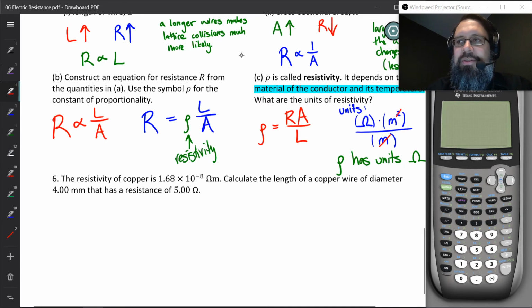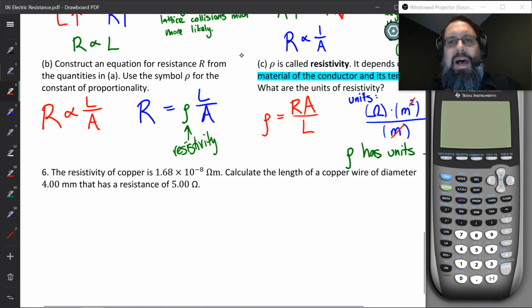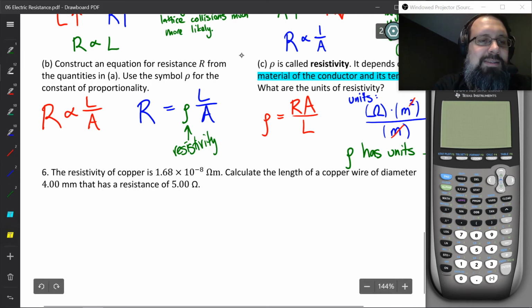All right, what we want to do is calculate the length of a copper wire that has a resistance of 5 ohms. Copper is a good conductor. You guys have all heard that. We talked about it in a previous lesson: it has a high free electron density. There's lots of free electrons in copper, so it can carry charge quite well. But we also have to consider the structure of the lattice atoms and how likely collisions are to occur as charge flows through. All of that together gets us the resistivity of copper.